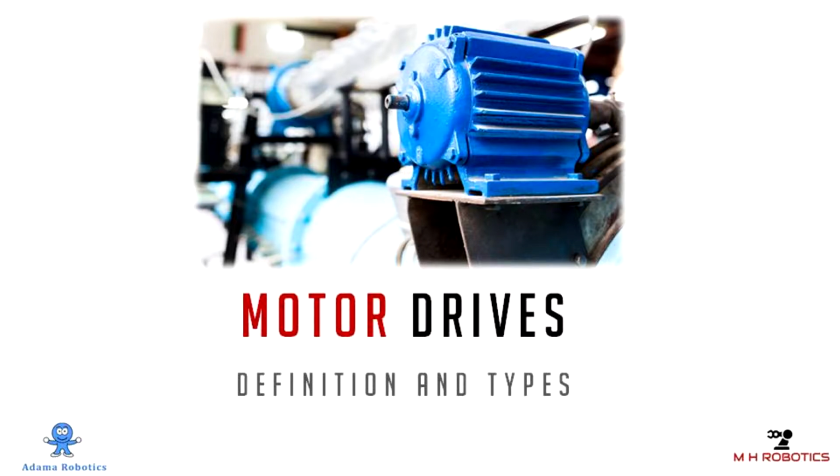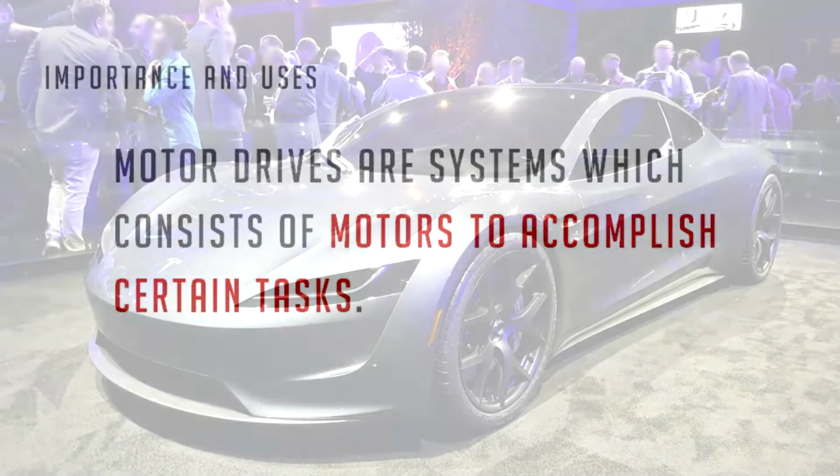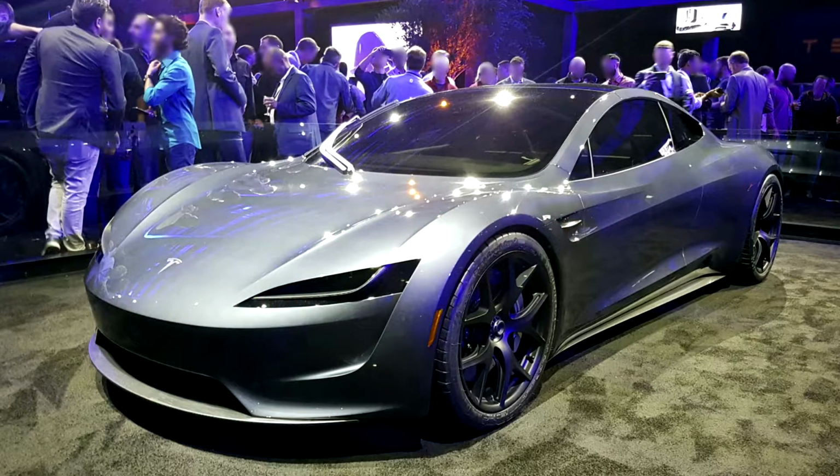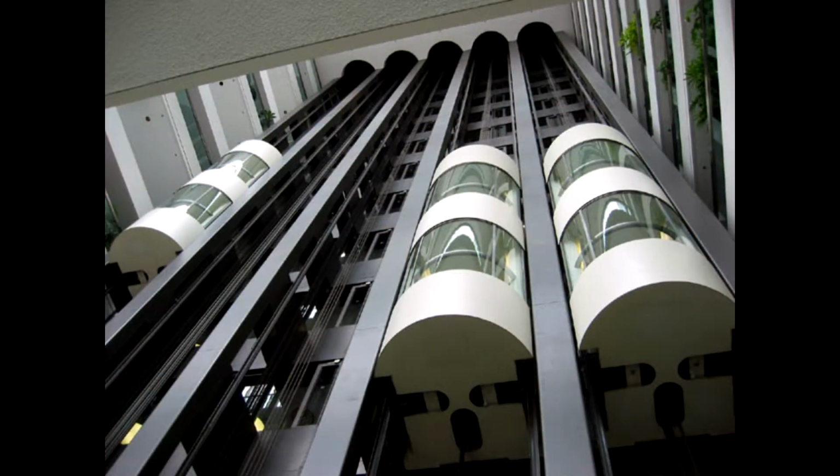So, what are motor drives, their importance and types of motors? As we have learned earlier, motor drives are systems which consist of motors to accomplish certain tasks. For example, when we utilize motors in our car systems for mobility, what do we do? If it's a car, just turn the motor and the wheels will take you wherever you want to go, right? Just simple. For escalators or tanks or lifts, they also follow a similar kind of mechanism.